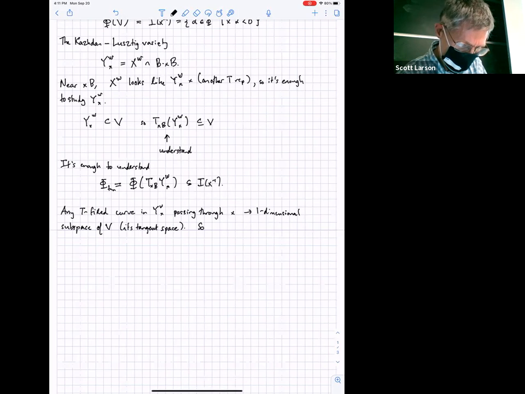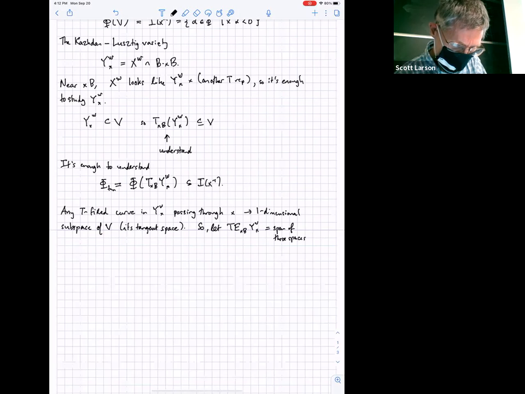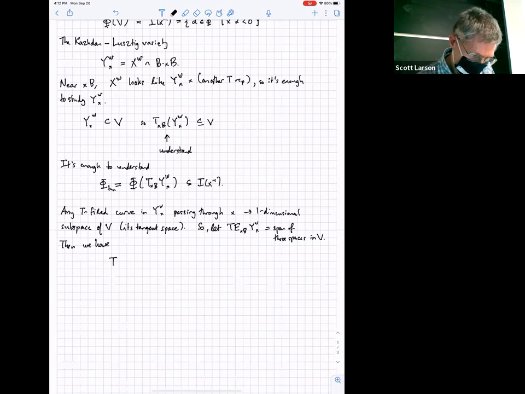So let T^E_XB of YWX be the span of all these spaces in V. Then we have T^E_XB of YWX contained in T_XB of YWX, which is contained in V.